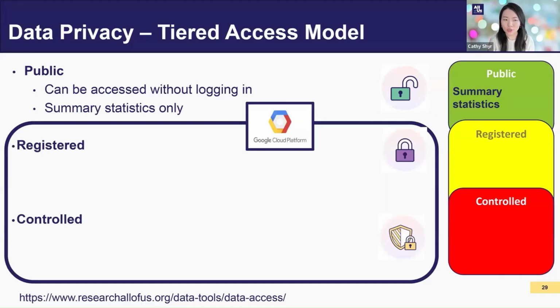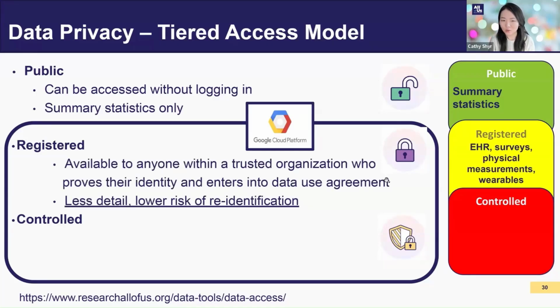Now, the next two tiers, the registered tier and the controlled tier, live on our Google Cloud platform, and these two are the locked tiers. The registered tier is available to anyone within a trusted organization who proves their identity and enters into a data use agreement with the program. Within this tier, the data is less granular, and as a result, there's a lower risk of re-identification. Within the registered tier, users will have access to EHR data, surveys, physical measurements, and wearables data.